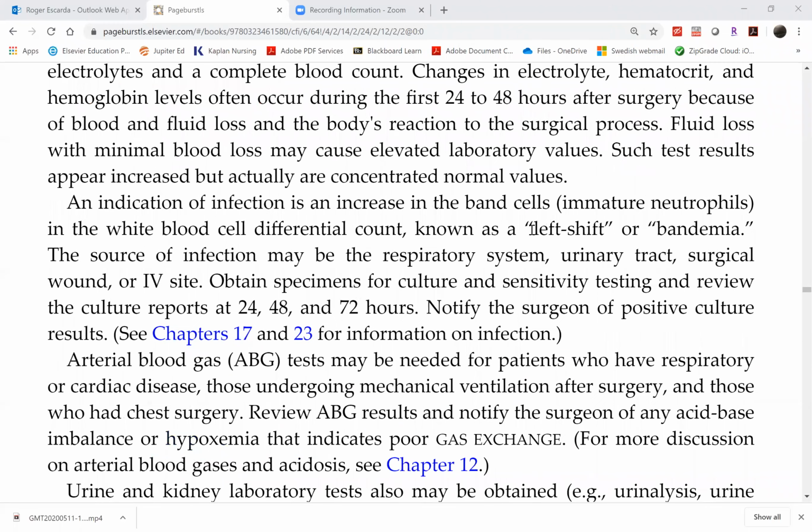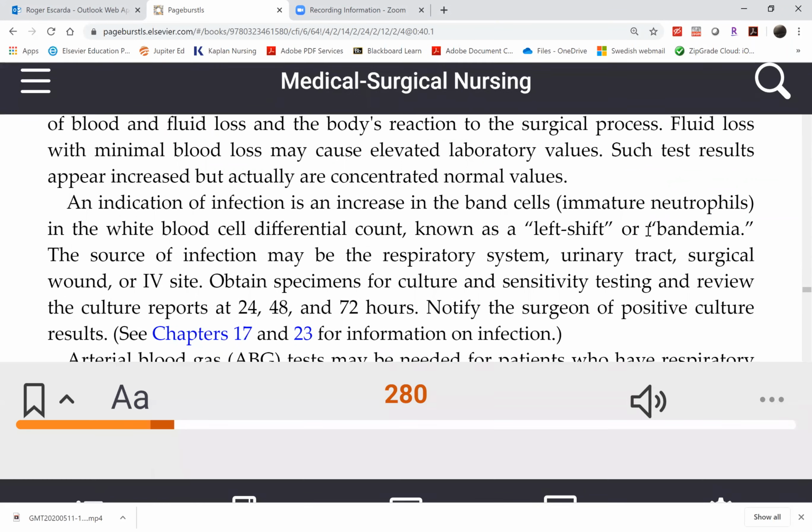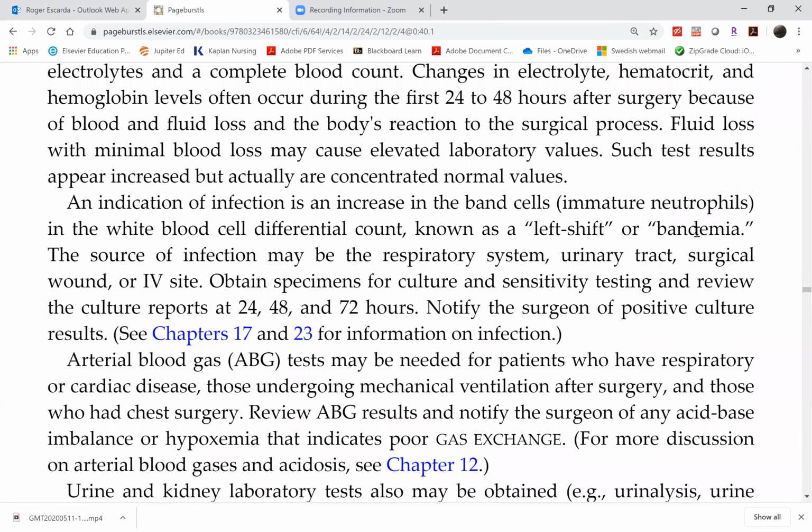A sign of infection is called left shift or bandemia. It's a long story to get to left shift, but let me just explain bandemia. Bands are immature neutrophils right here, band cells. Segmented neutrophils are mature neutrophils. Since neutrophils are the types of white blood cells that fight bacterial infection, if your band neutrophils increase, that indicates a bacterial infection. So whenever you hear this term, left shift, again, I'll tell you another day how that term came about. This is a long story. Left shift is also called bandemia. Either way, that indicates a bacterial infection.